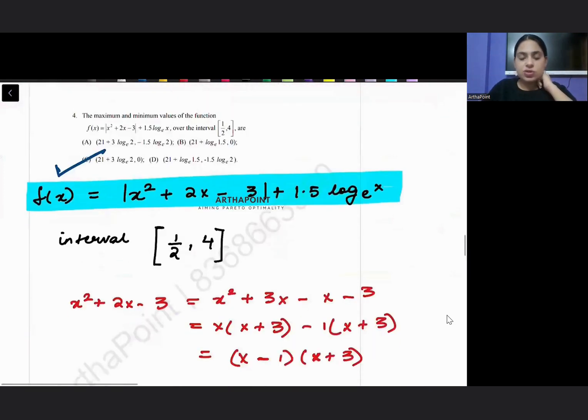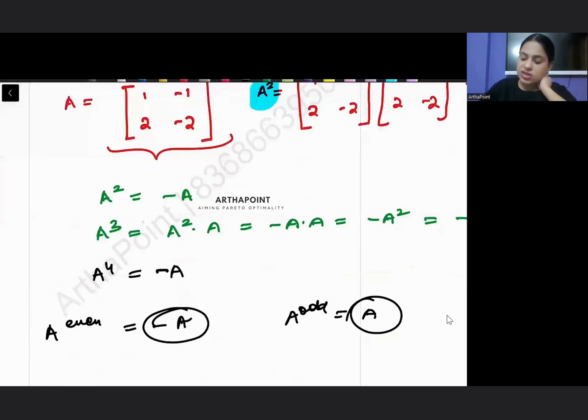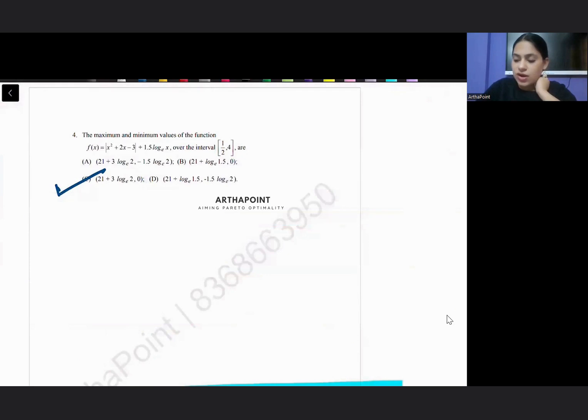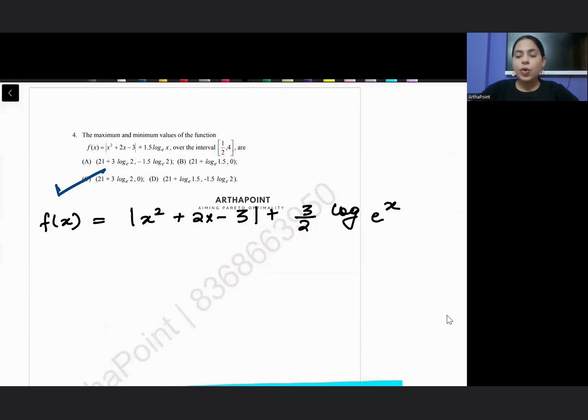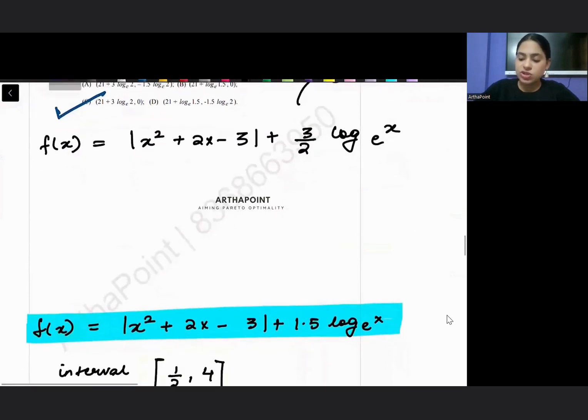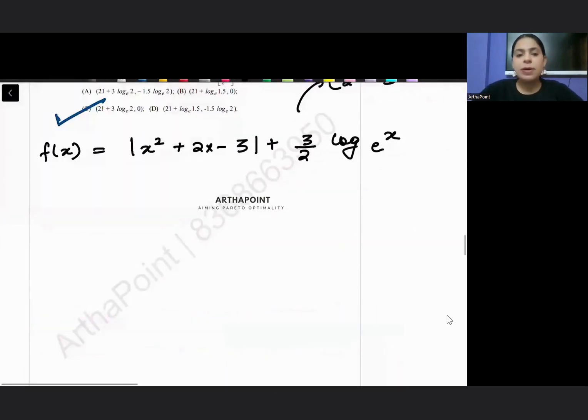Okay, come to the next question. It says you're given a function. It's a good question, an interesting question. So you are given this function f. The function given to you is the modulus of x square plus 2x minus 3, plus 3 by 2 log x to the base e. Now this says you need to evaluate the function over half and 4, and you need to tell me where you are reaching the maxima and where you are reaching the minima.